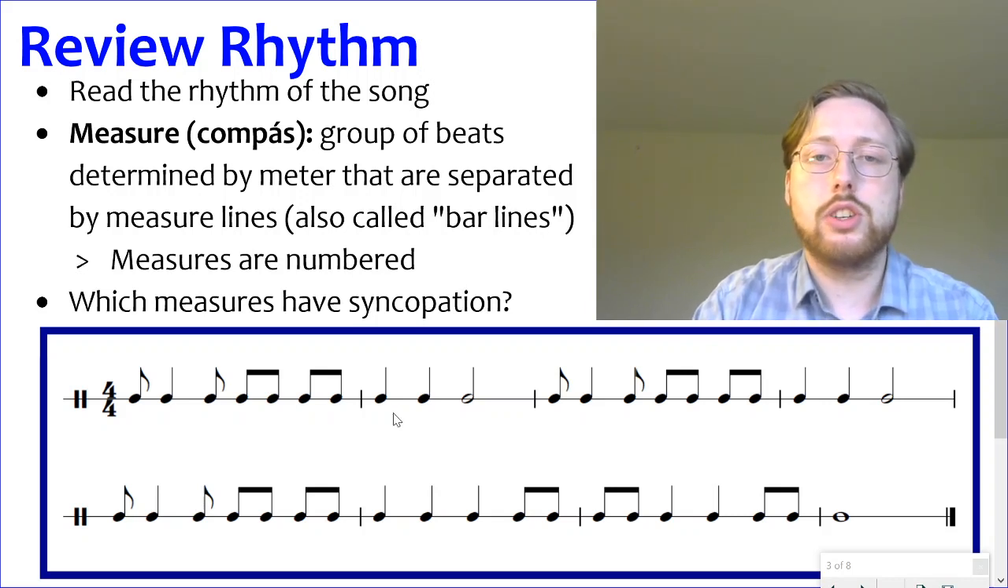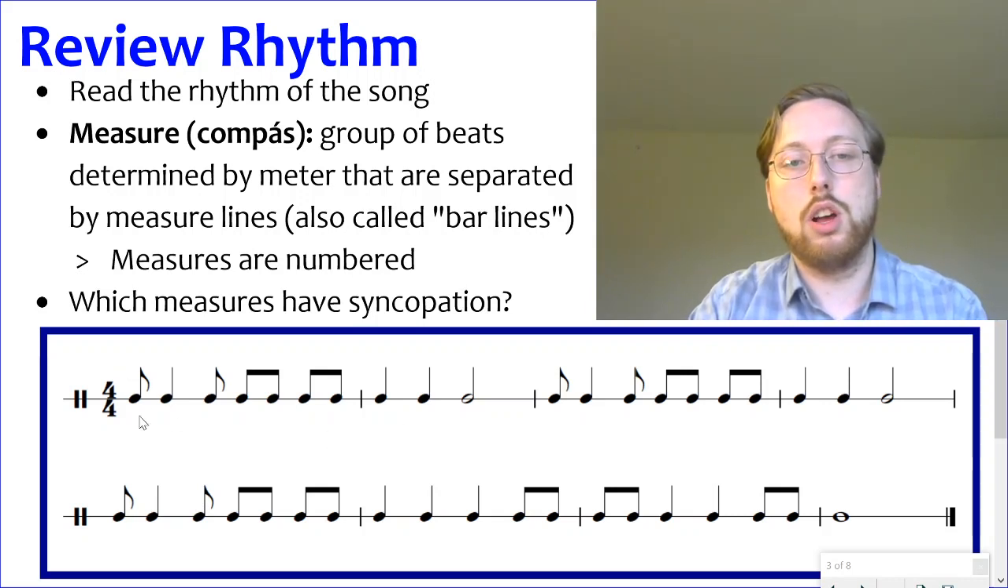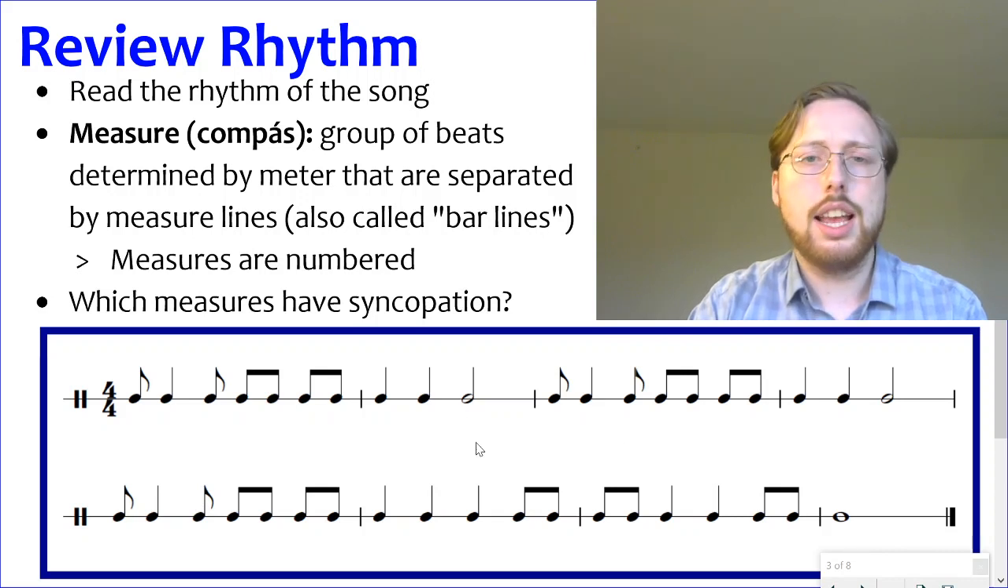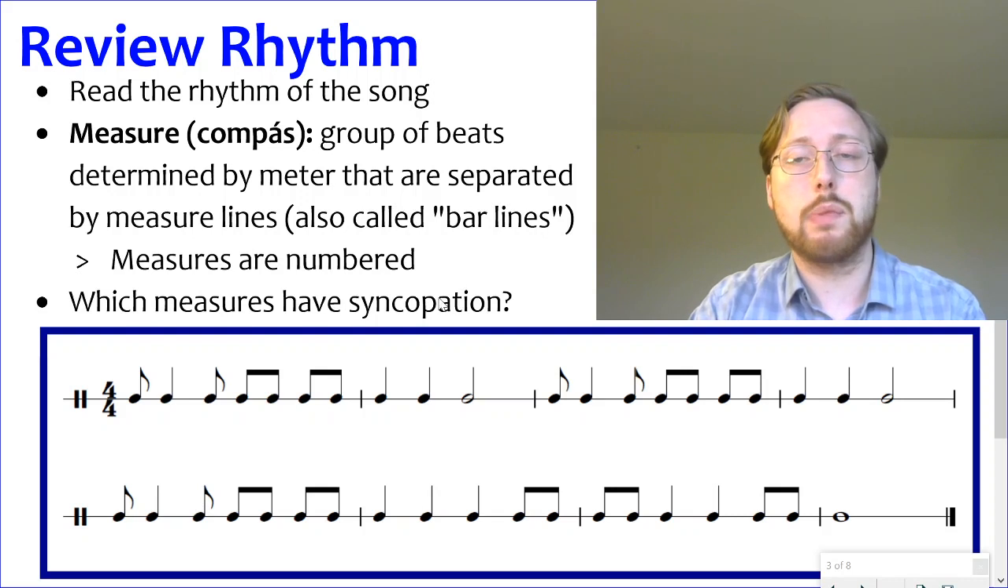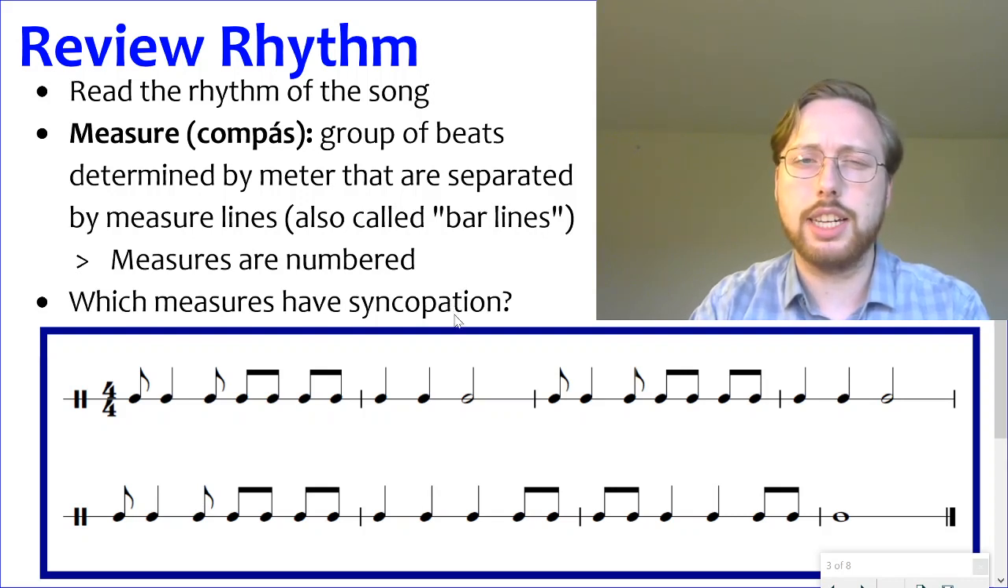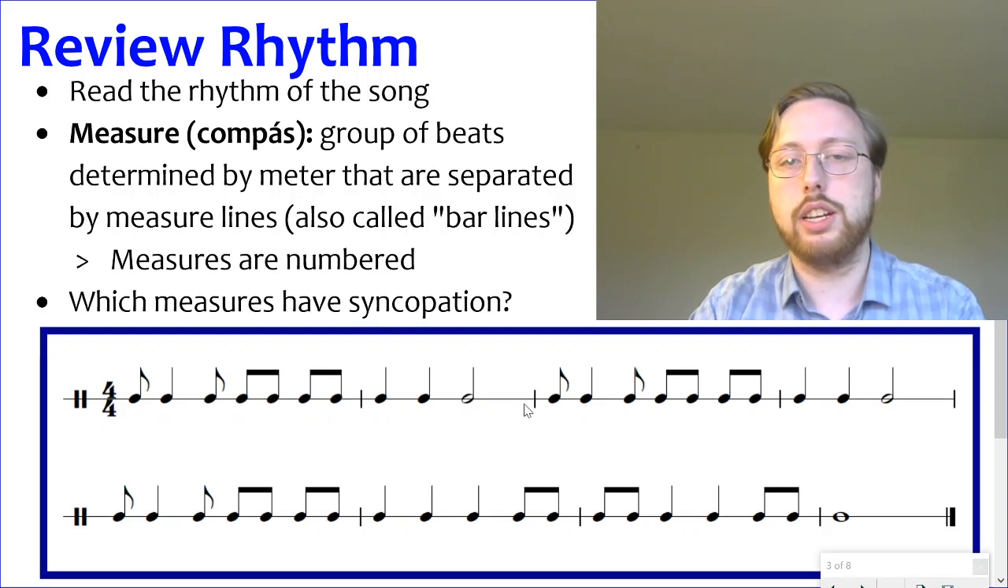Remember that measures are numbered. So this is measure 1, measure 2, measure 3, measure 4, measure 5, measure 6, measure 7, and measure 8. And I asked you last week which measures have syncopation. Remember, that's when we see our ti-ta-ti. And we knew that it was measure 1 here, ti-ta-ti, measure 3, ti-ta-ti, and measure 5, ti-ta-ti.